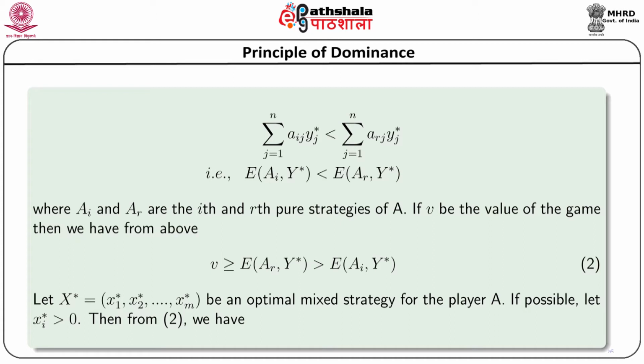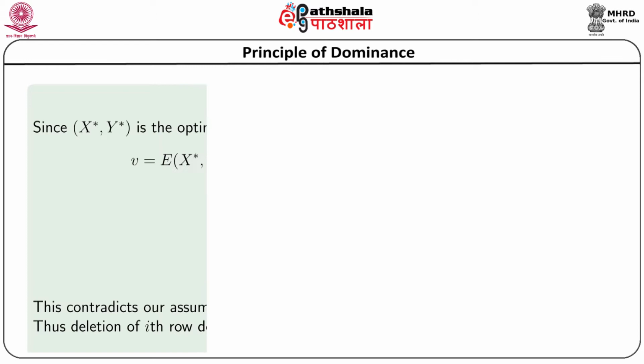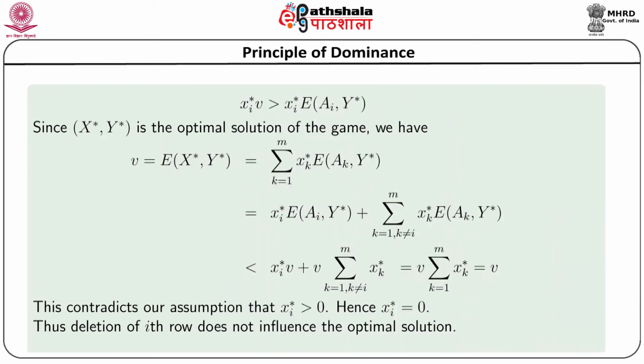If v be the value of the game, then we have from above v should be greater than or equal to E(a_r, y star), which is greater than E(a_i, y star). Let x star equal to (x1 star, x2 star, up to xm star) be an optimal mixed strategy for the player A. And if possible, let us suppose that x_i star is greater than 0. Then from relation 2, we have x_i star v is greater than x_i star E(a_i, y star).